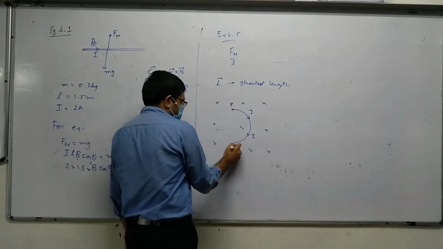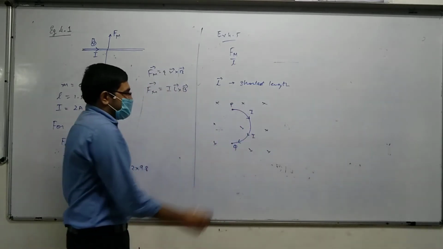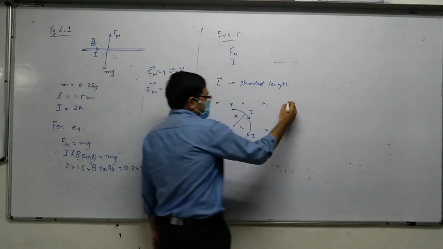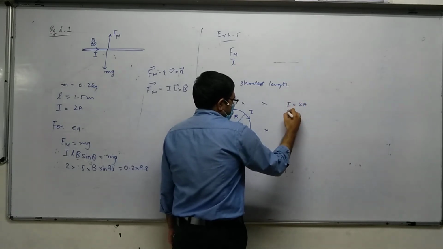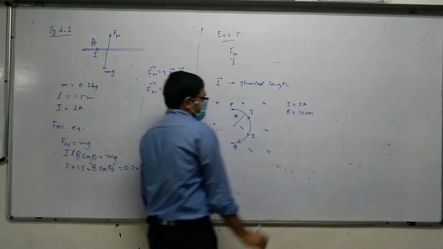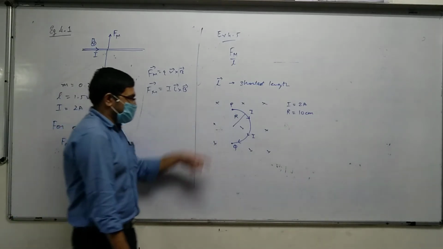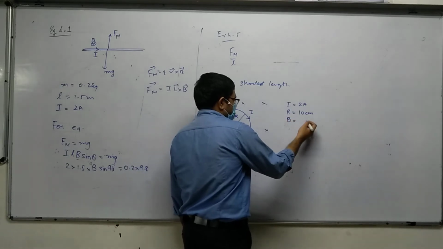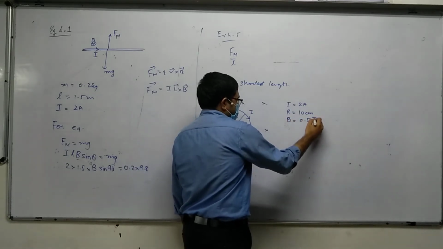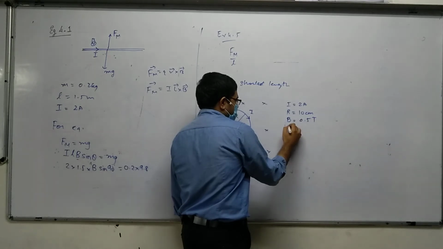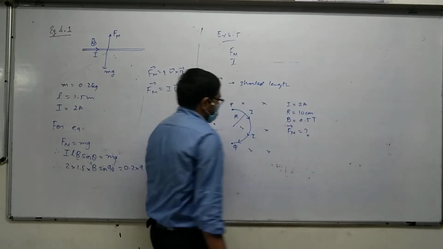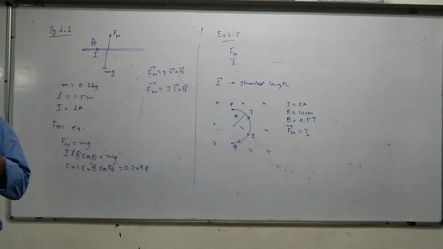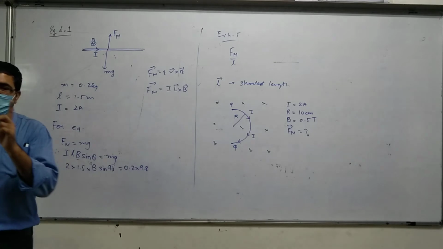Here is point P, here is point Q. Let's say this semicircular wire has a radius R. Suppose the current flowing is 2 ampere and radius is 10 centimeter. We want to find that if magnetic field is 0.5 Tesla, how much is the magnetic force acting on the wire and also in which direction? Be able to find magnetic force, magnitude and direction.